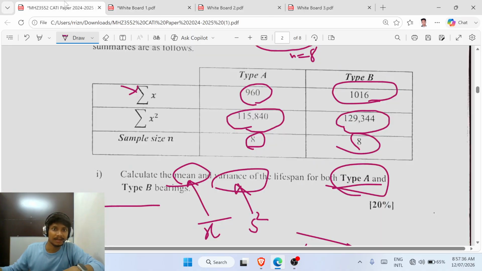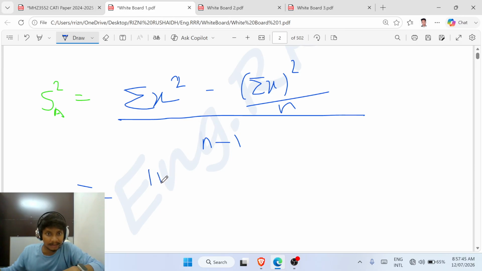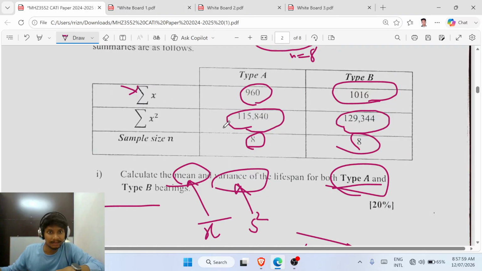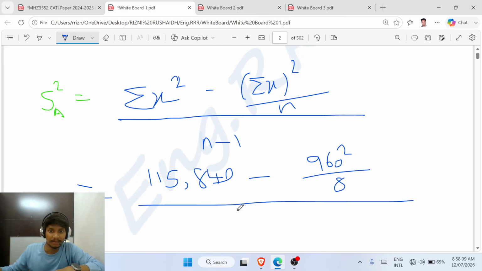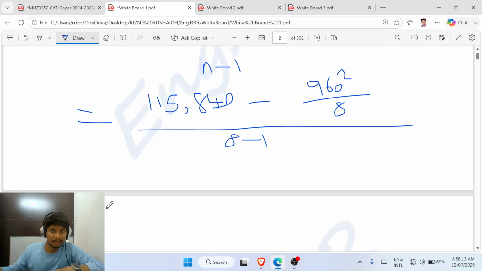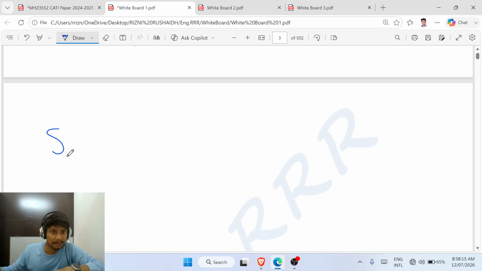Here, what is sigma x square? Sigma x square for type A is 115,840, minus sigma x whole square. What is sigma x? Sigma x is 960. So 960 square divided by n, where n is 8, and n minus 1 is 8 minus 1. Therefore, finally you will get the answer for S A square.